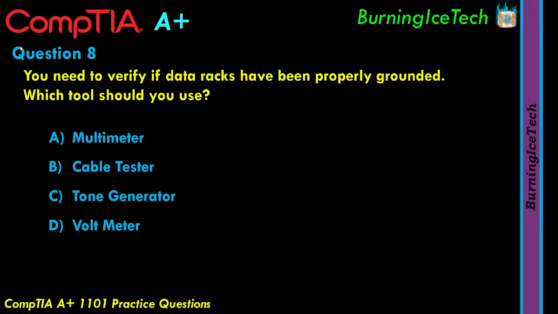So here are the possible answers. We've got a multimeter. A multimeter, for those of you that are familiar with it, is something that electricians would normally use, but we IT people can also use them for a lot of things. You can test resistance. You can test connectivity, in the form of electricity. You can check volts, amps. You can even check if something is grounded.